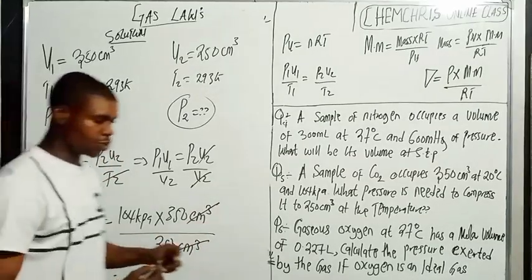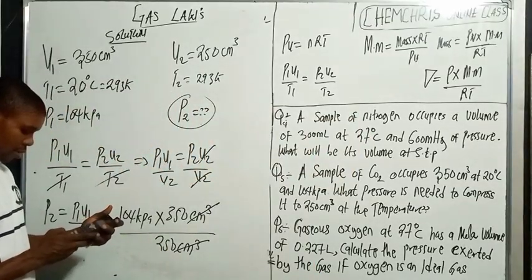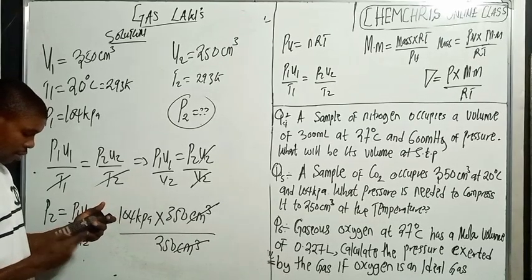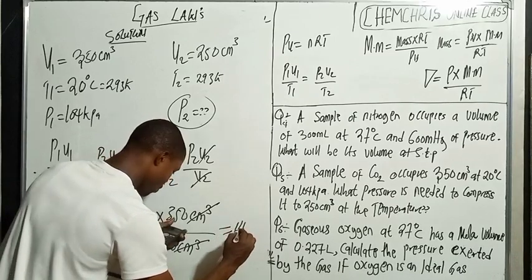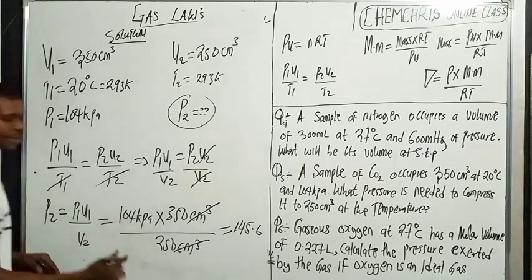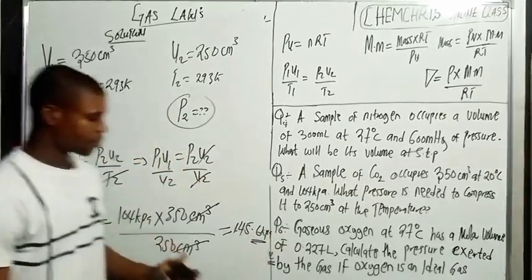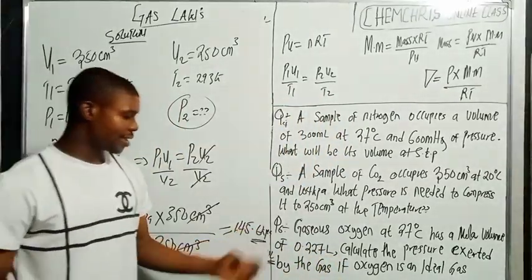So we use the calculator to get your answer. You have 104 times 350 divided by 250, which gives 145.6. Now, what is the unit? The unit is kilopascal. Do you understand? That is the answer. So let's have question 6.